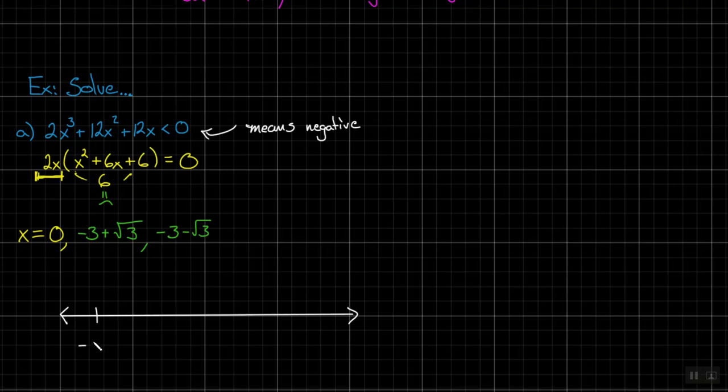Negative 3 minus root 3. And then this one's super counterintuitive. But we already decided that root 3 is smaller than 3. If you have a negative 3 and you add something smaller than 3, is it still negative?